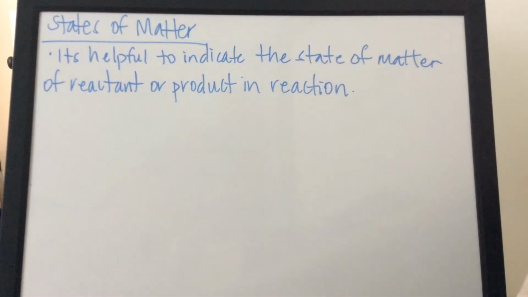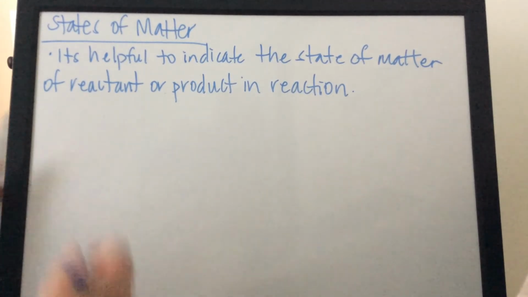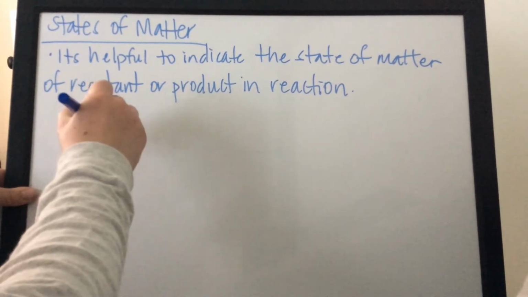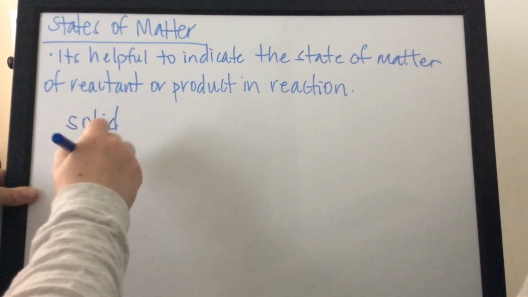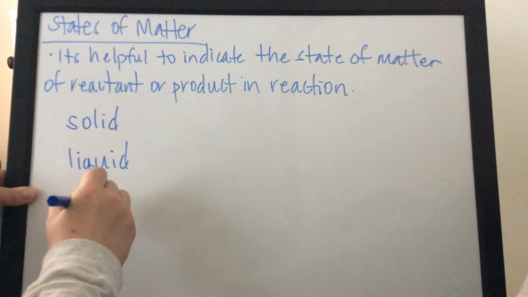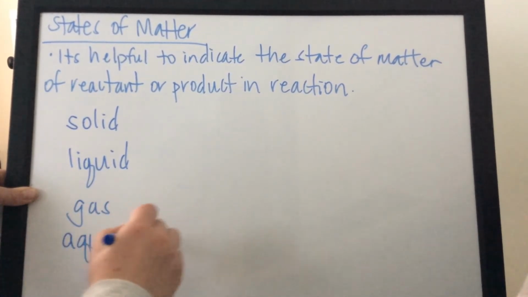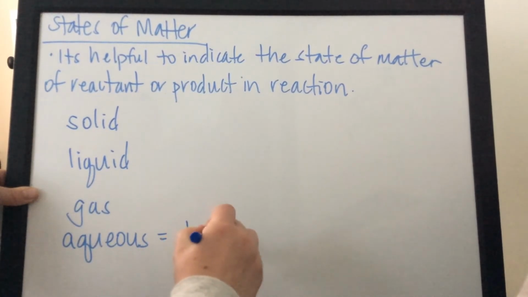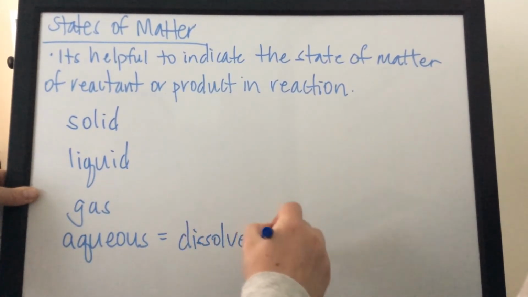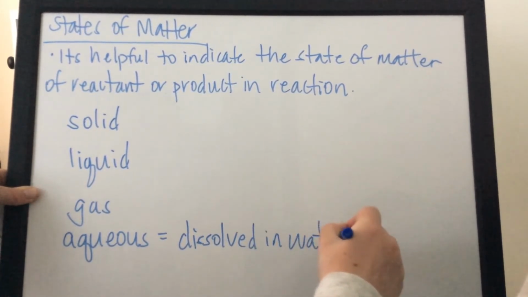Okay, and we're going to get into that later on in this chapter, but it can be very important for you to know if something is a solid or a liquid in a reaction. There are actually 4 states of matter that we work with. The first 3 you know, which of course are solid, liquid, and gas. The 4th one though is something called aqueous. And what aqueous means is that it's dissolved in water.